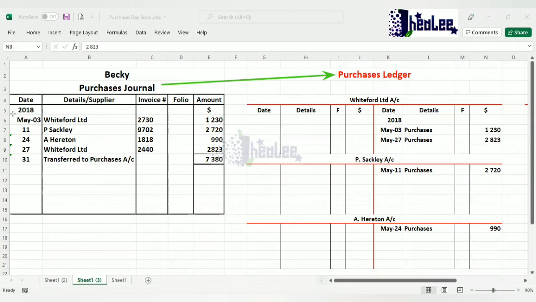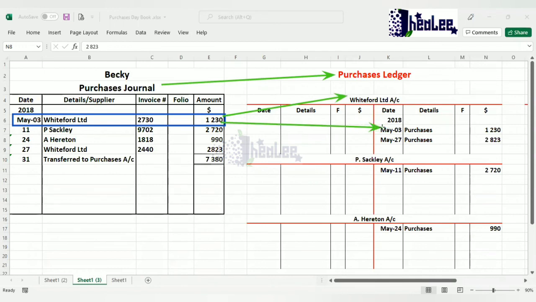So what we pick up from the purchases journal are the respective entries. For example, we have May 3rd, Whiteford Limited, and the amount is 1,230. That is posted to Whiteford's account, but the entry is made on the credit side. So that is what you are required to do when you're doing the posting to the purchases ledger. Why? The creditor's account should be credited once there is a credit purchase, because there is an increase in the value of what the business is owing to the creditor.